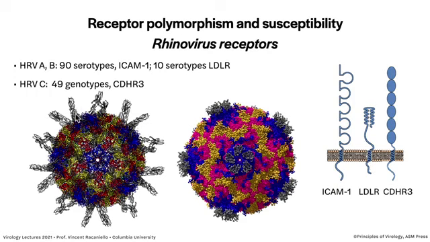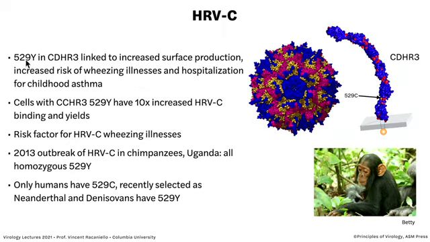And by the way, this is ICAM1 binding in the canyon of these other serotypes as opposed to LDL on the surface. And then the rhinovirus Cs bind a protein called CDHR3, which has this kind of repeat structure. So CDHR3 is polymorphic, and that is some people have amino acid differences in the protein. A particular change at position 529 to a tyrosine is actually linked to increased surface production of the receptor. And in kids with this change, it gives them an increased risk of asthma, probably triggered by rhinovirus infection because they're more susceptible as a consequence of this polymorphism.